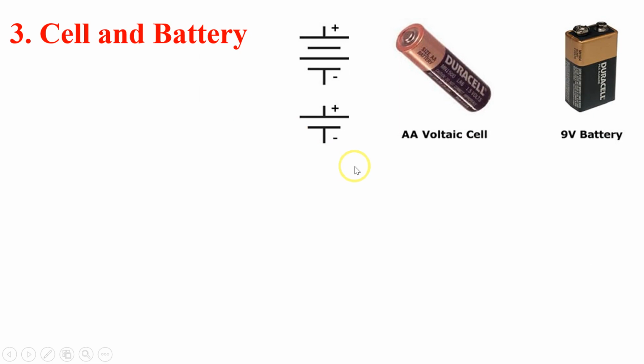The third component is the cell and battery. As you can see over here, usually a cell is represented by this symbol and the battery is represented by this symbol. Commonly, cell and battery both are sources of electric current. The slight difference between them is that whenever we connect many cells together, we call it a battery. So a battery is a source of high voltage, higher than a cell.